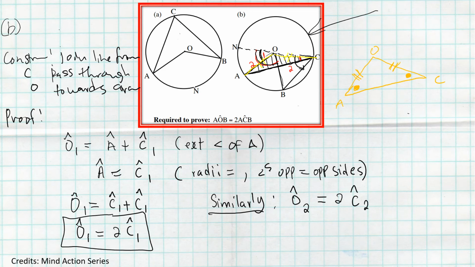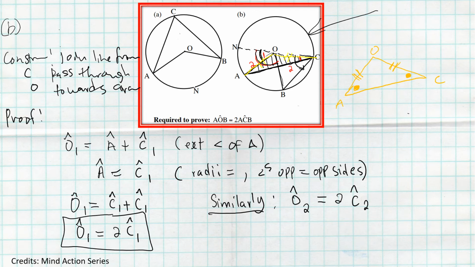We can prove that using the same approach. It's just that we don't want to rewrite that angle O1 is equal to this one and this one, the radii, because we already did that in the first step. So we can simply write: similarly, we can also prove that angle O2 is equal to 2 times angle C2. All right, so then we can finally deduce.